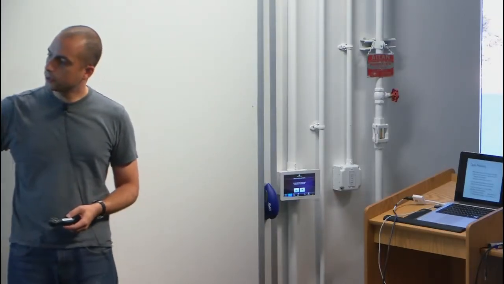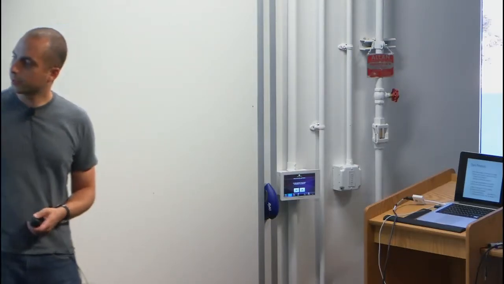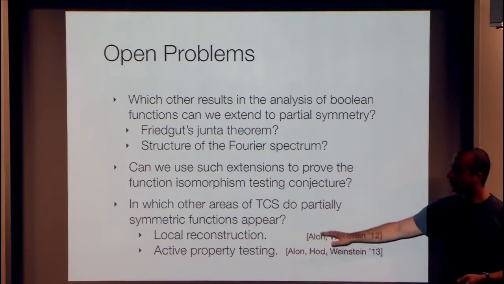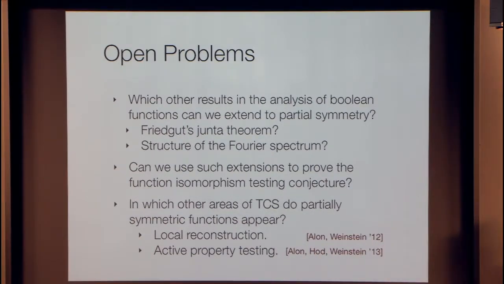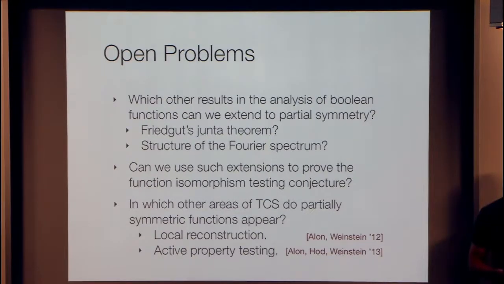It's already been used in a couple of settings. I want to mention local reconstruction, and this alternative model of property testing, or these different models, where partially symmetric functions were a natural class of functions that showed a separation between four different testing models, where you allow more and more power, and you get strictly fewer queries needed in each model. And that's what I wanted to talk about.